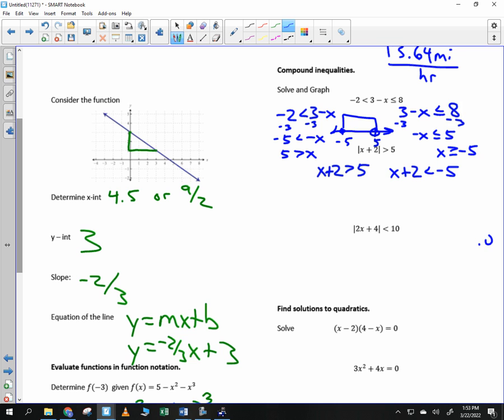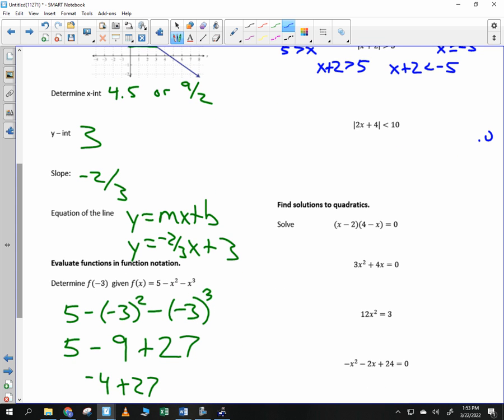The next one, is it going to be a greater than or a less than? Less than. So it's a conjunction. They're going to come together. I'm going to have 2x plus 4 is less than 10. And what's going to be the other one? Greater than -10. And then you would solve each. Okay with that?